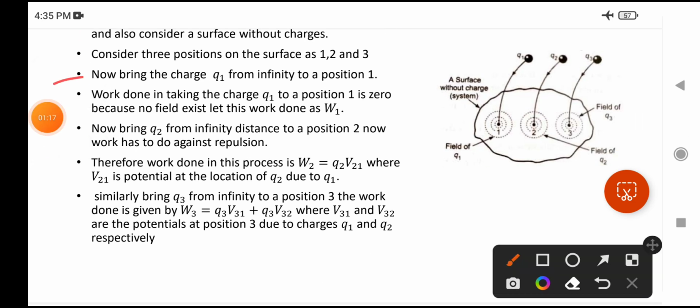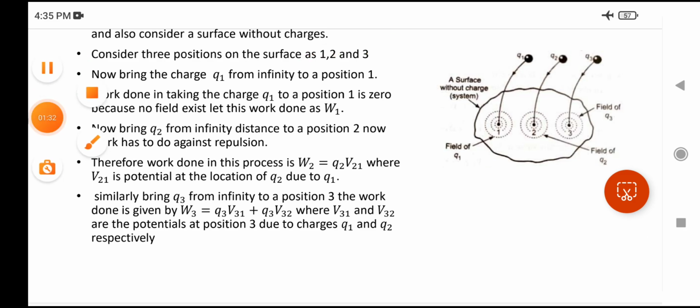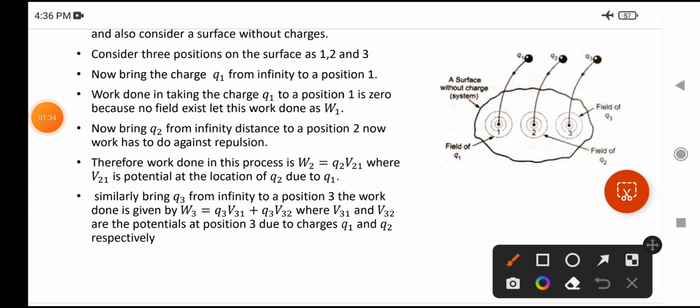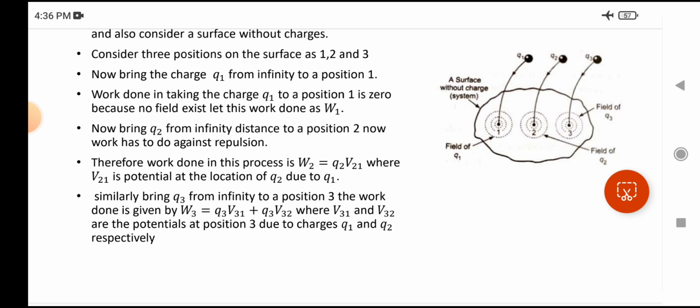Now bring the charge q1 from infinity. Consider three positions on the surface as 1, 2, 3. Here how many charges did we consider? Three charges. If you want to keep the three charges at different places, we have to number them. So the q1 charge place is 1, the q2 charge place is 2, the q3 charge place is 3. Like this, three different places we have to consider.